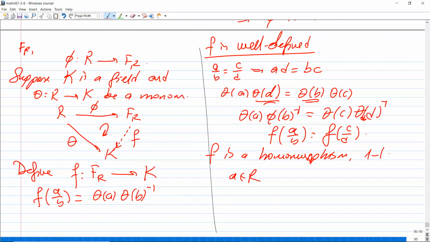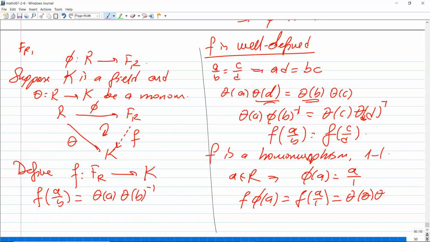For any A in R, phi of A is A over 1, and F of phi of A is F of A over 1. This is theta A times theta 1 inverse. Since this is 1, that is theta A. Therefore, F composed with phi is equal to theta.